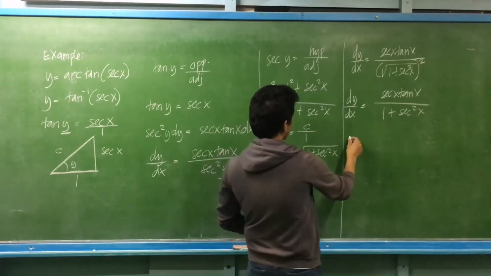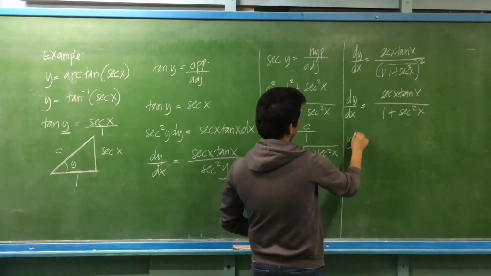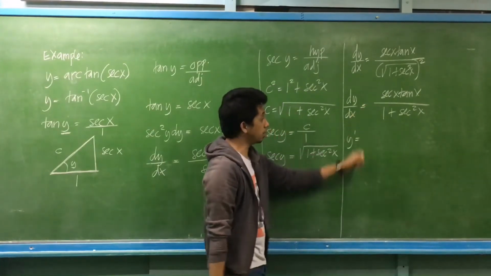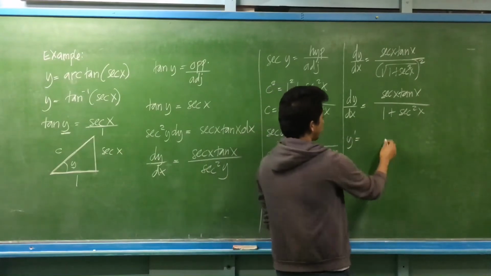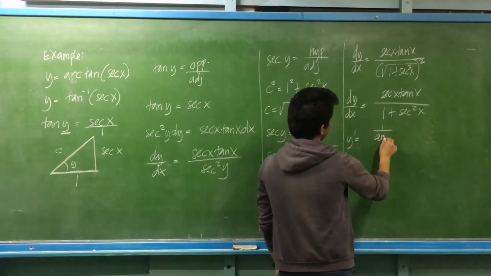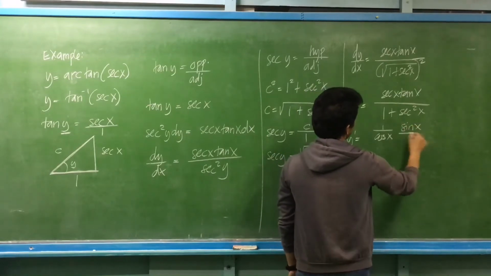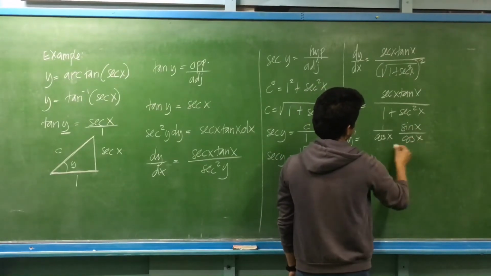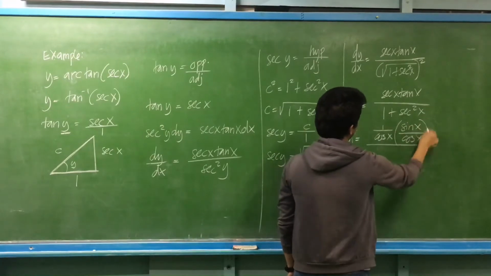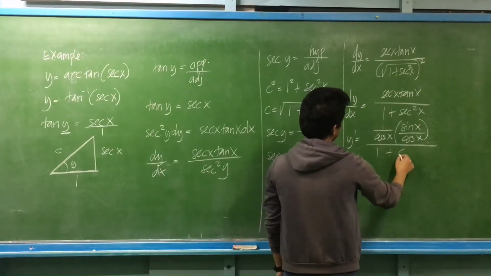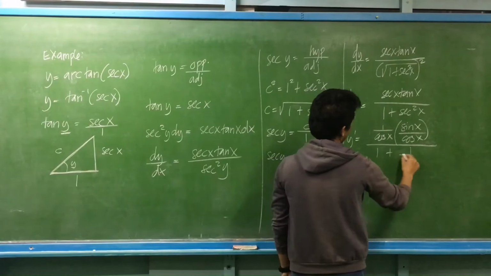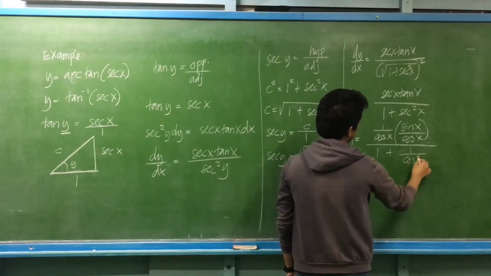So now we have y prime, or dy over dx. What is the equivalent of secant? That is 1 over cosine of x. The equivalent of tangent is sine of x divided by cosine of x, all over 1 plus, what is the equivalent of secant? That is 1 over cosine squared of x.